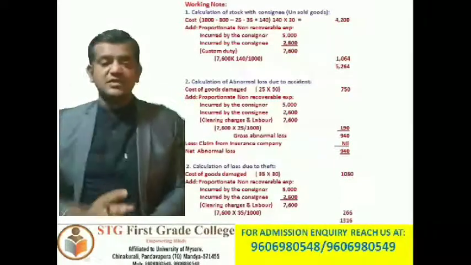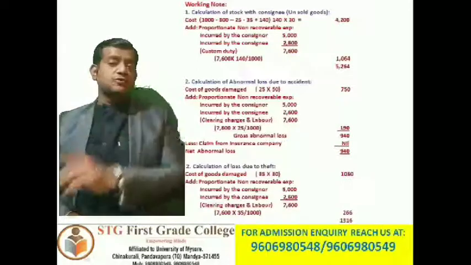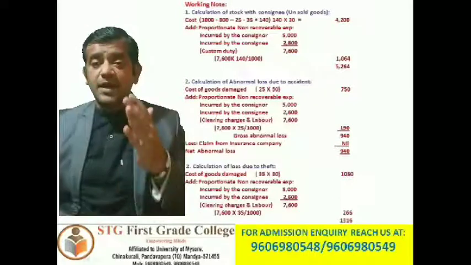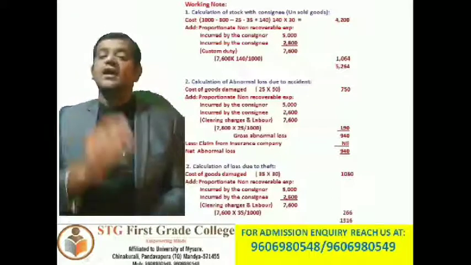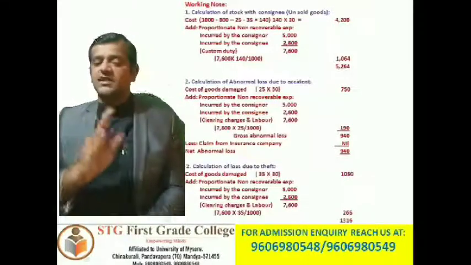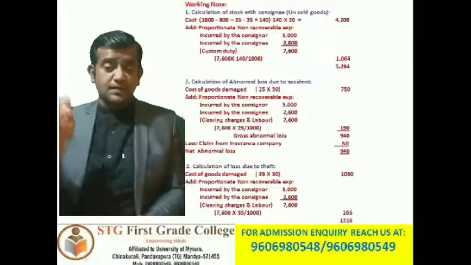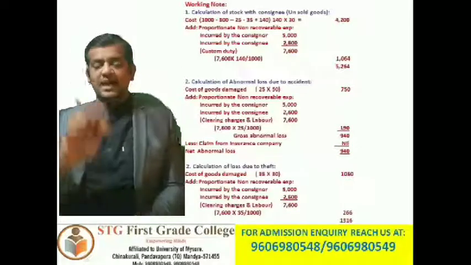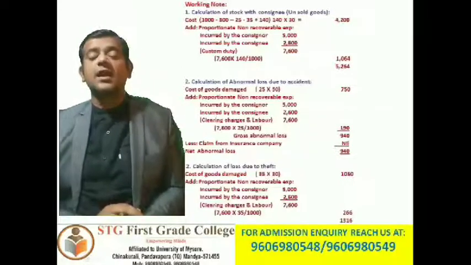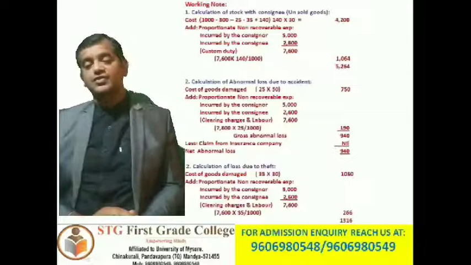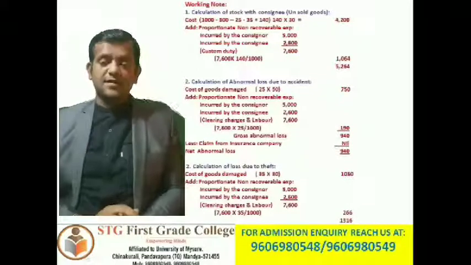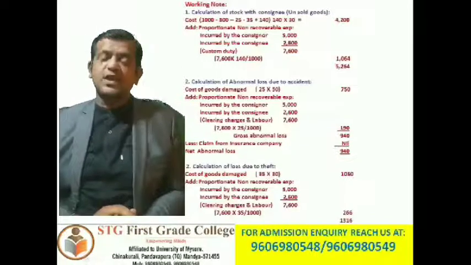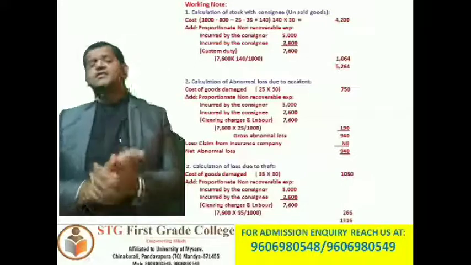Again 7,600 into number of goods damaged, how many? 25 tins got damaged, correct? Divided by number of tins consigned, 1,000. So 7,600 into 25 divided by 1,000, so we are going to get the abnormal loss. That calculation of expenditure is 190 rupees. So 750 plus 190, that comes to gross abnormal loss of 940 rupees.